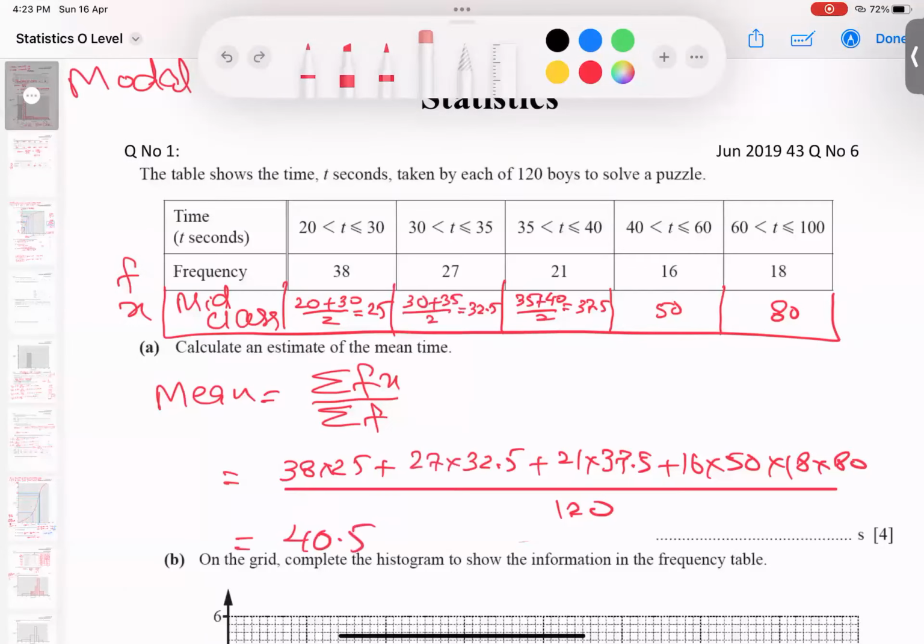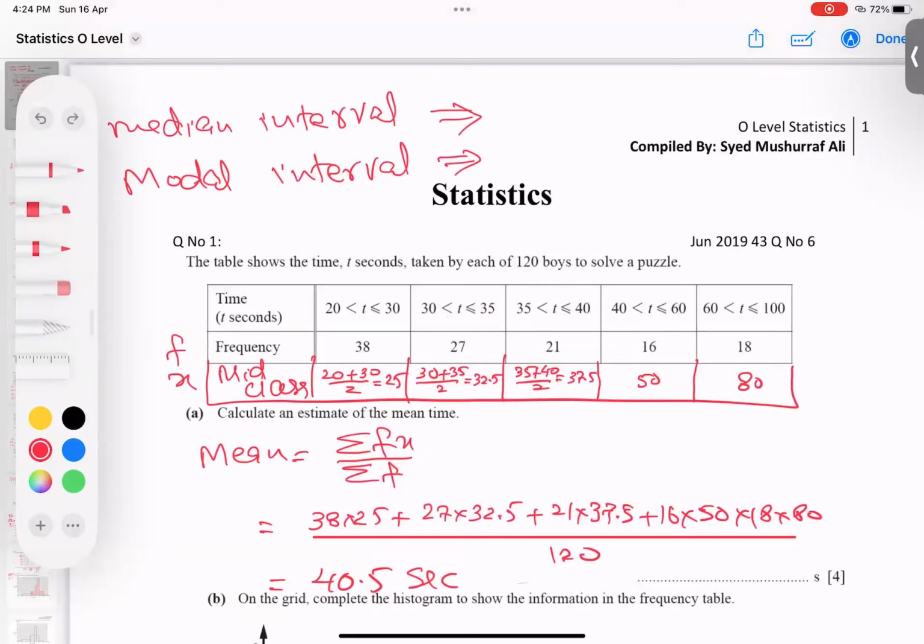How to find out the median? First, the mode is the class with the highest frequency. Let's find where the highest frequency is. Highest frequency is 13, 16, no, the highest frequency is 38. So the answer is coming as 20 to 30.